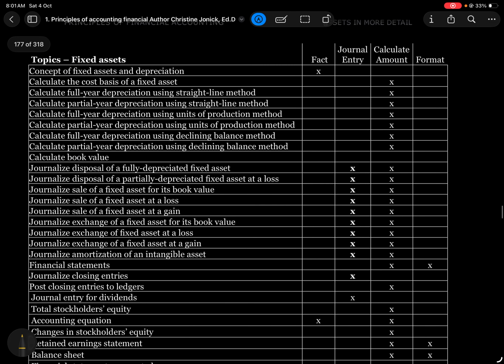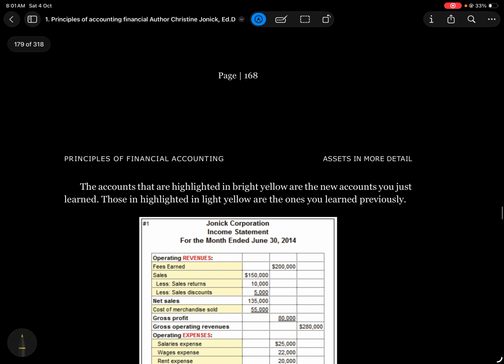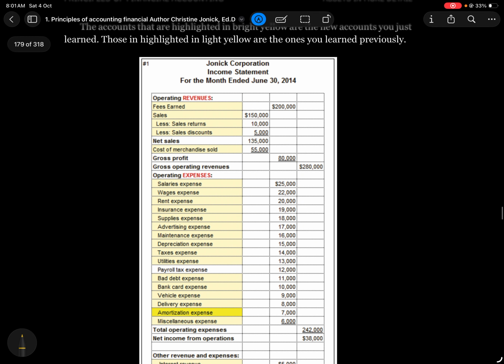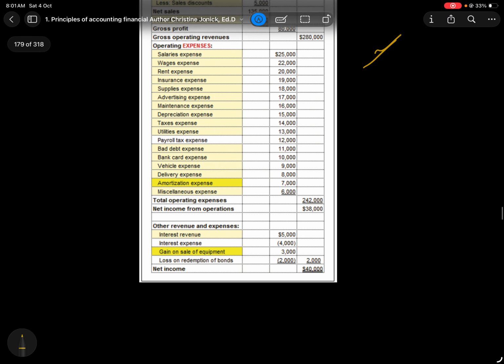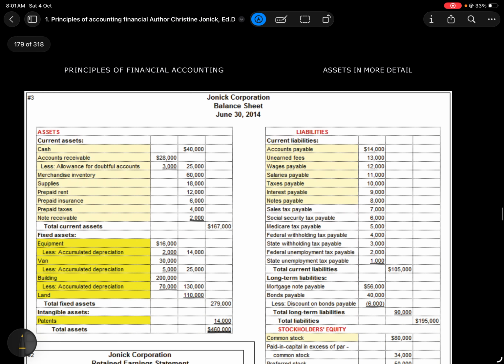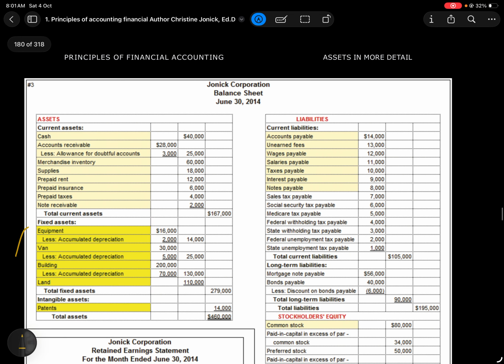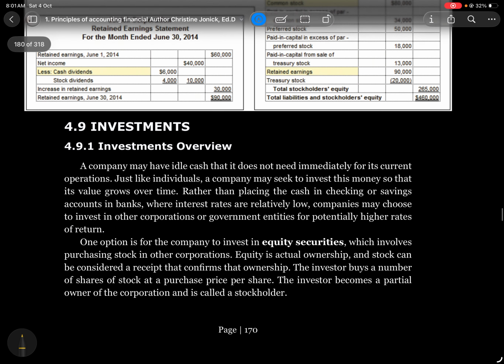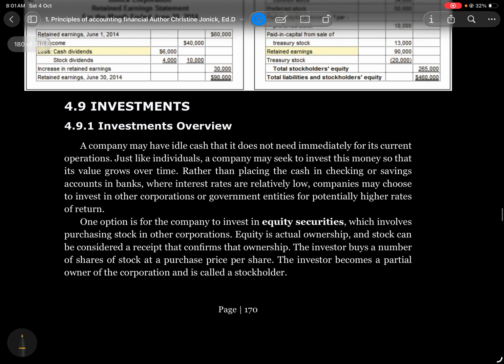So that's it for this particular chapter. This is the statement that we discussed, mostly regarding amortization and gain on sale of equipment. There was something regarding fixed assets and a patent that we discussed. Nothing much of a big thing.